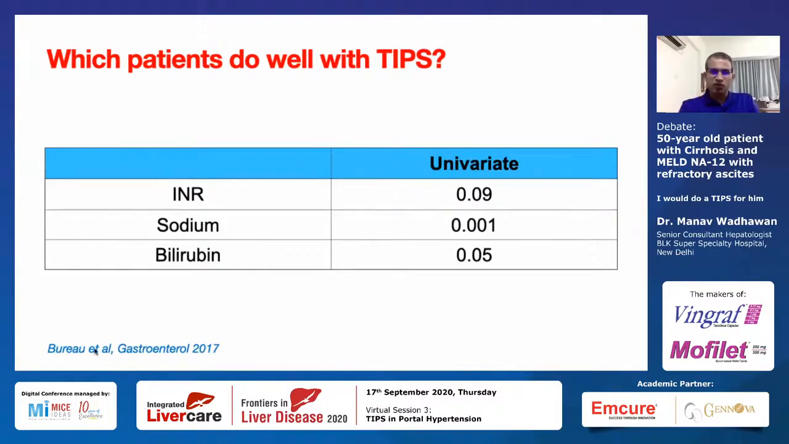Which patients do well? In this paper, on a multivariate and a univariate analysis, they found out 3 factors which predicted which patients are likely to do well. INR, sodium, and bilirubin. And mind you, all 3 are a part of MELD sodium. So except creatinine, all 3 come into MELD sodium. So if you have a lower MELD sodium, you have a better chance of TIPS working and the patient surviving better. That's not exactly the end of it.